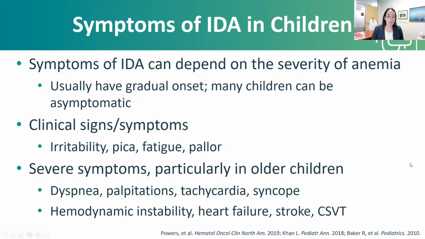So what are some of the symptoms of IDA in children? You probably know this, but the symptoms can be very dependent on the severity of anemia. It usually has a gradual onset, but many children can be asymptomatic because of that, and they can tolerate much lower levels compared to us, the adults.